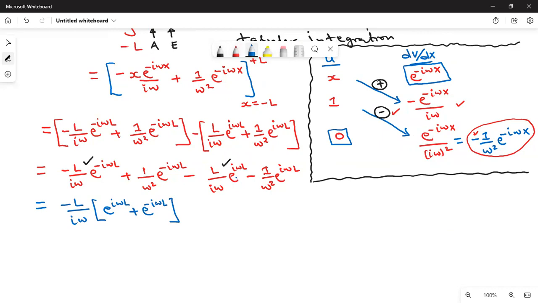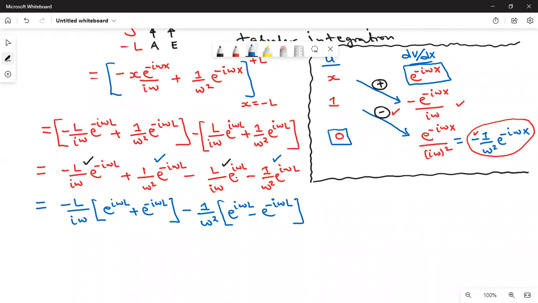Another like term is 1 over omega squared. We also have it here. Let me factor out negative 1 over omega squared. So minus 1 over omega squared, so that inside we have exponential i omega L minus exponential negative i omega L.